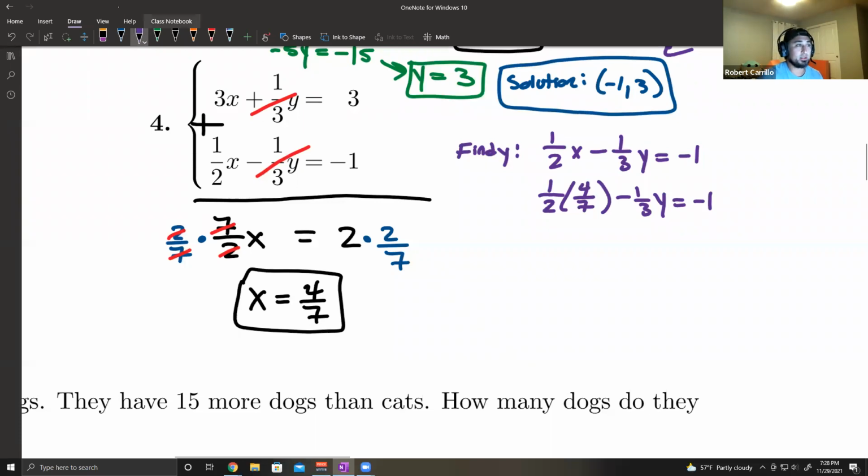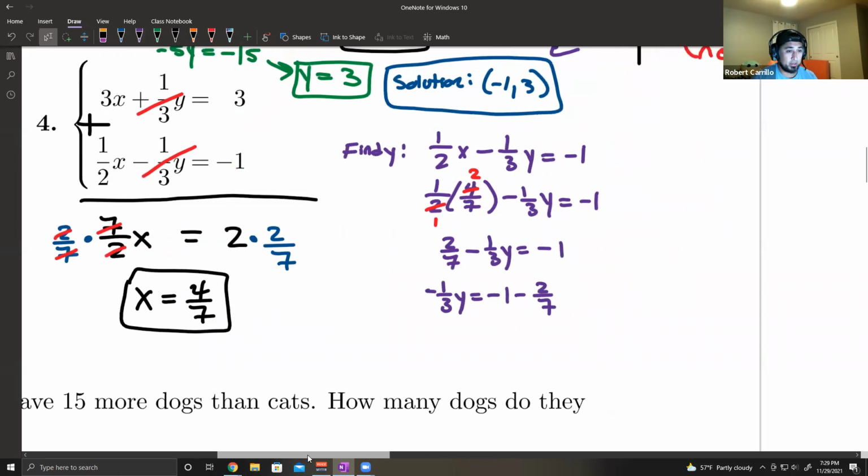1/2 times 4/7, that can reduce. That 2 becomes a 1, that 4 becomes a 2, and we get left with 2/7 minus 1/3 y equal to -1. Subtract that 2/7 to the right side, and you have -1/3 y equal to -1 minus 2/7. Okay, the ugliness is almost over.